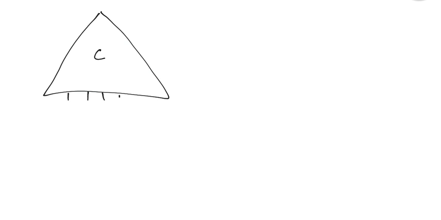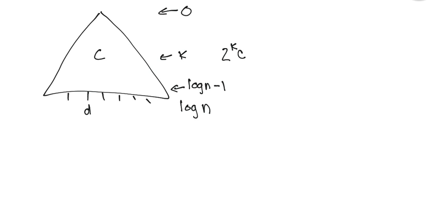So our tree looks something like this. There's a whole bunch of c's. At the bottom, there's a bunch of d's. The last level is log of n. The next to last level is log of n minus 1. The kth level has 2 to the k times c value, and the first level is level 0. So the total value in the tree is a sum. The value is just the amount in the leaves plus the amount in the non-leaves.